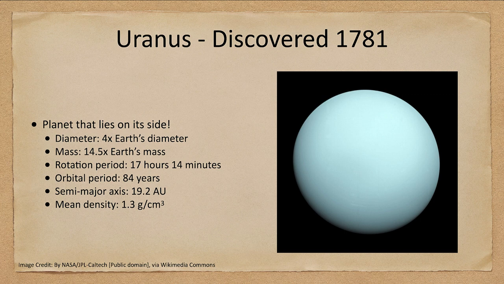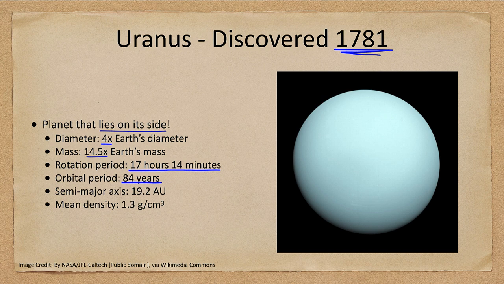Next, we look at the two icy planets, and those are Uranus, which was discovered in 1781. So we have the first planet now that was discovered, and this is the planet that lies on its side. It is 4 times Earth's diameter, 14 and a half times Earth's mass, so much smaller than Jupiter and Saturn. Its rotational period is getting back closer to Earth's at 17 hours, and its orbital period is 84 years. So 1 year on Uranus would be 84 Earth years.